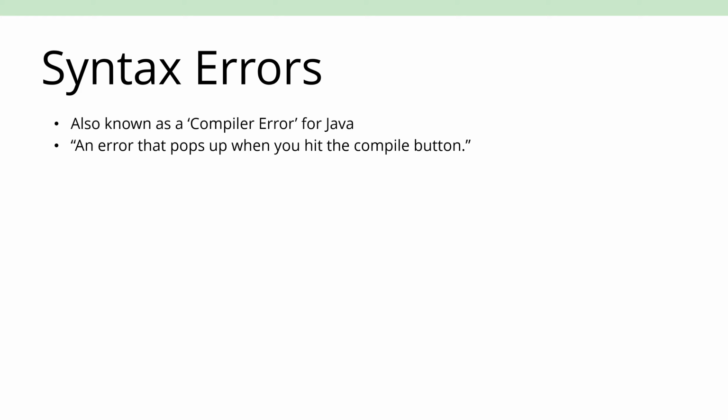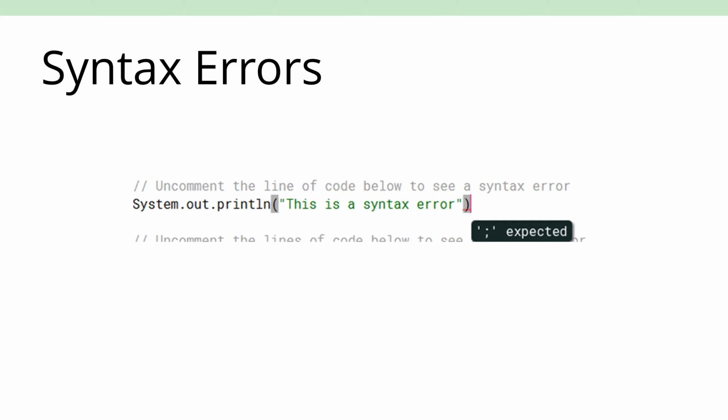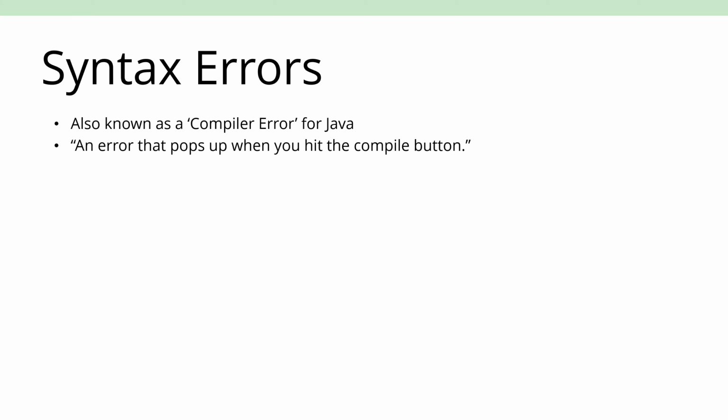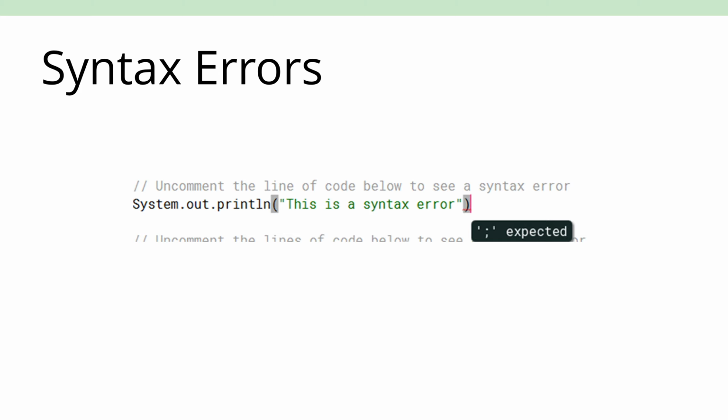We have what is called a syntax error. It's also known as a compiler error for Java. The way I like to explain to my students is this is an error that pops up when you hit that compile button and it doesn't compile. So for example, if you get red squiggly underlines, or if you get something popping up that says semicolon expected, this is before you hit that compile button, or when you hit that compile button and it doesn't compile. Okay, that is a compiler or a syntax error.